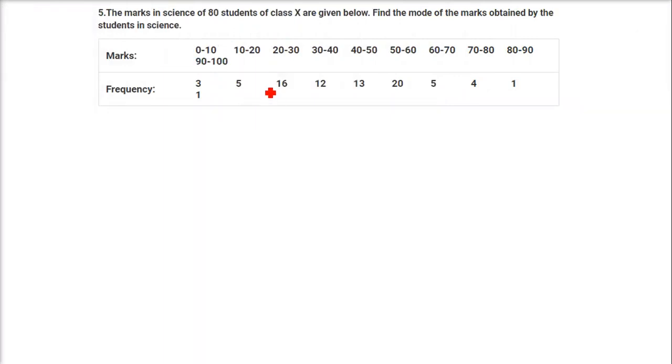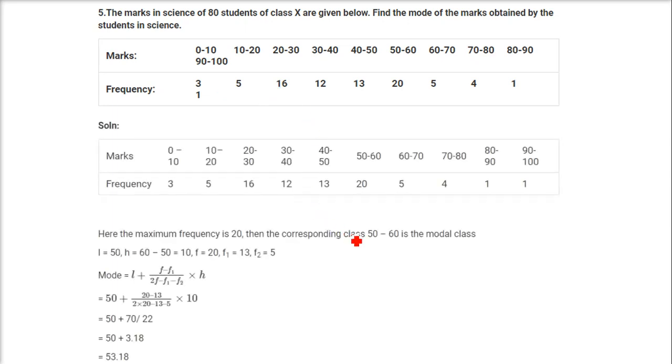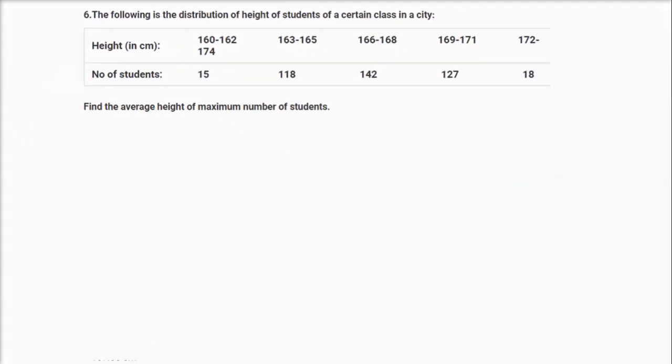Marks in science of 80 students of class 10th are given below. Find the mode of the marks obtained by the students in science. So what do we have here? We have to find the maximum number in this frequency column. So we take 20, this is the highest one. This is our F, this will be F1, this will be F2, and this will be our L. H is 10 minus 0, so H will be 10. So we put in this formula, it will be 553.18.